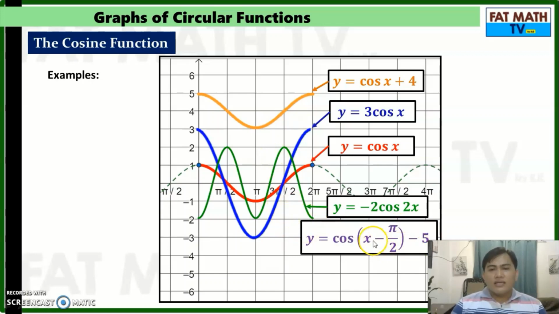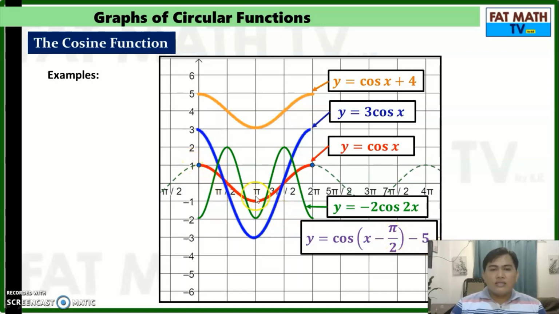How about if you have this? y equals cosine of x minus pi over 2 minus 5. Okay, so we will have a horizontal shift of pi over 2 units to the right, since it's minus, like with the sine function. And then a minus 5 here will give us a vertical shift. Okay, that's a movement of 5 units downward.